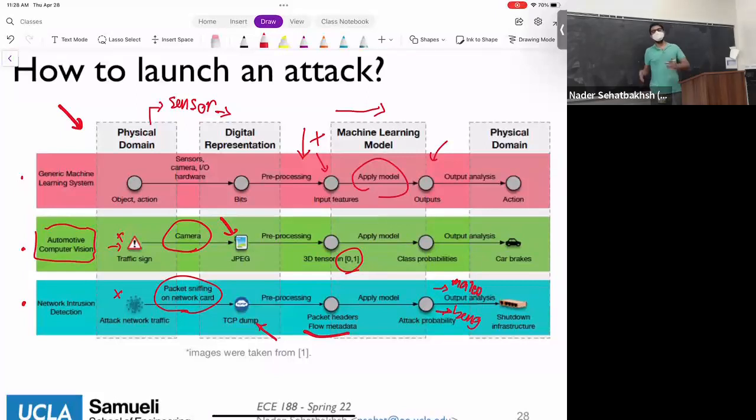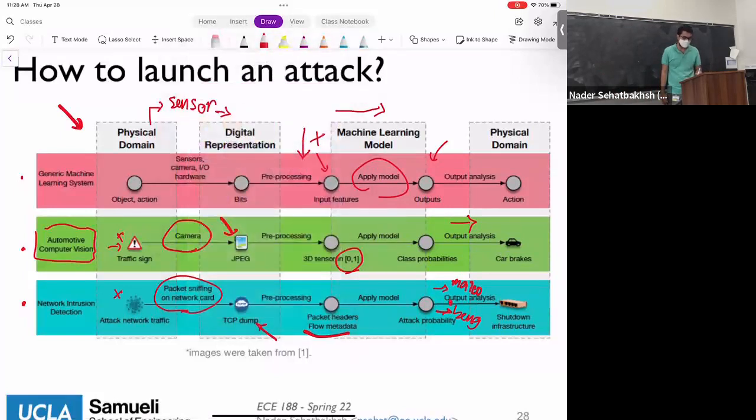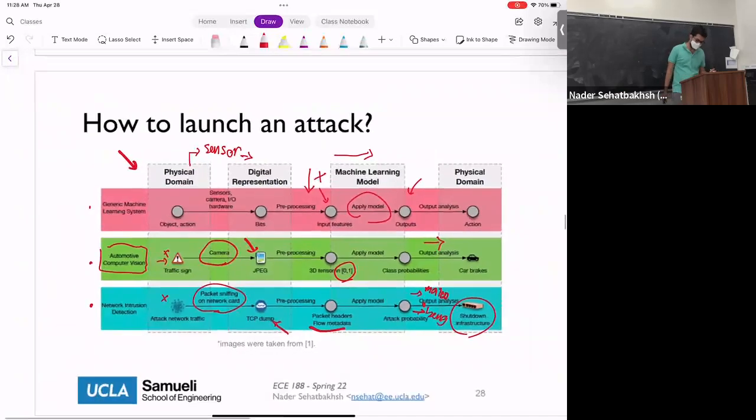And then we usually have some sort of actuation back to the physical domain, right? So if we detect that, for example, this is a stop sign, we need to brake the car, put on the brake in the car. If this is, for example, a malware, we need to shut down the entire infrastructure and so on and so forth, right? So this is where we are dealing with the system.